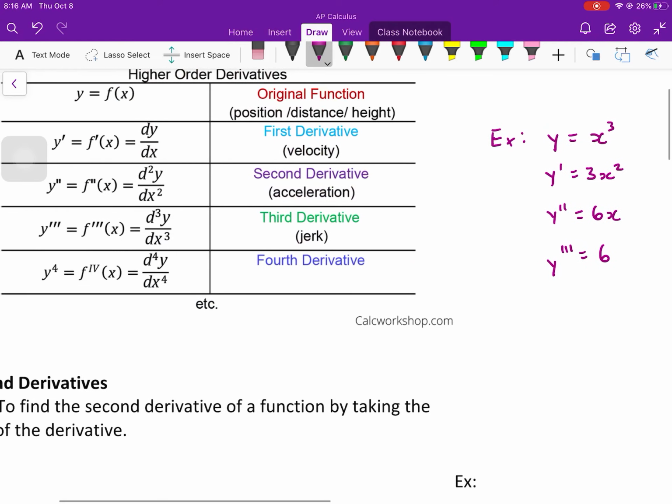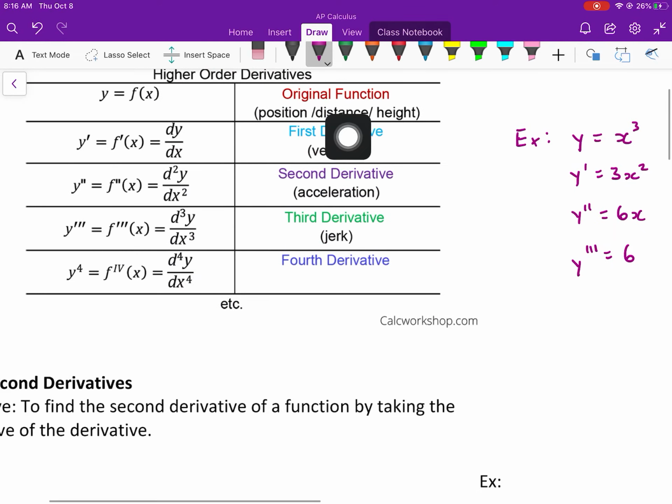And I think the applications are posted right here. The main three we'd be using, like I said, would be the original, the position, distance, height, velocity, and acceleration. Third derivative is what's called the jerk. And then fourth derivative, it just keeps going on.